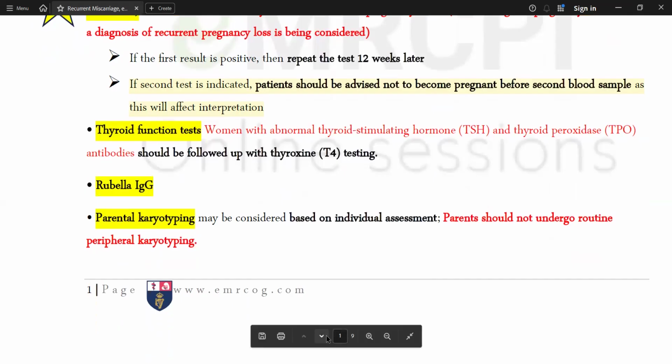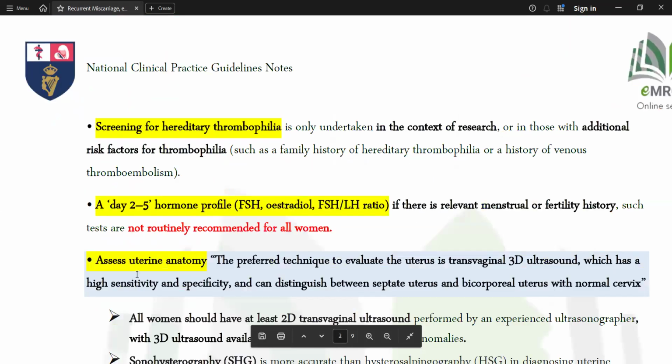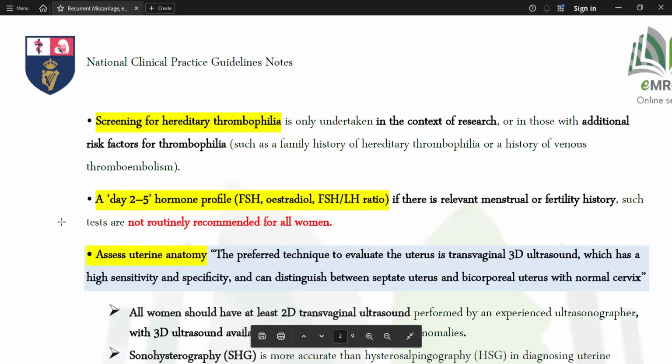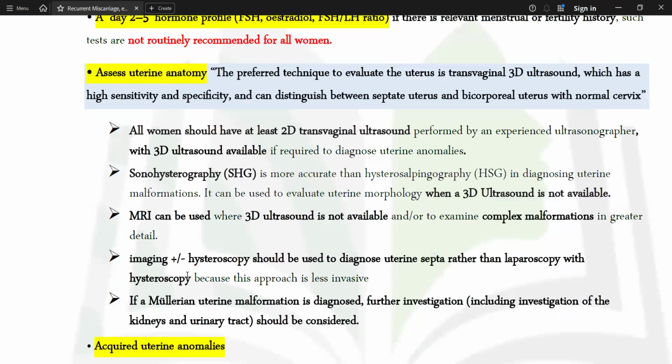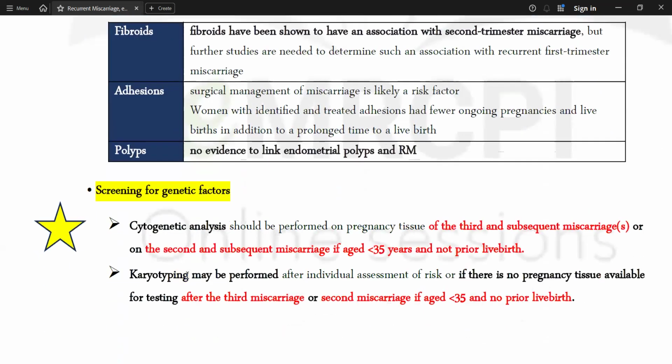We need to do cytogenic analysis for the product of conception. Then first, after doing it, we are going secondly for parental karyotyping. So first you have to do cytogenic analysis for the product of conception. For all ladies? No, not for all ladies.